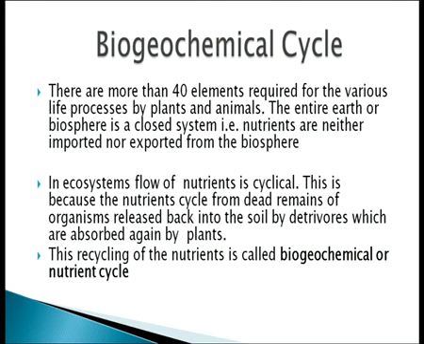In the ecosystem, the flow of nutrients is cyclical. This is because the nutrients from the dead remains of the organisms are released back into the soil by the detritivores and decomposers, which are absorbed again by the plants and reutilized for the synthesis of food. The recycling of the nutrients is called the biogeochemical cycle or the nutrient cycle.